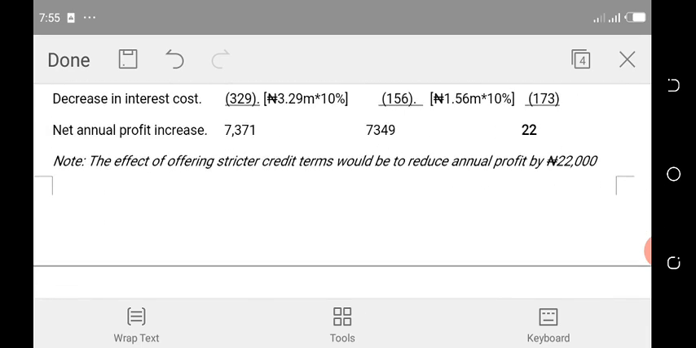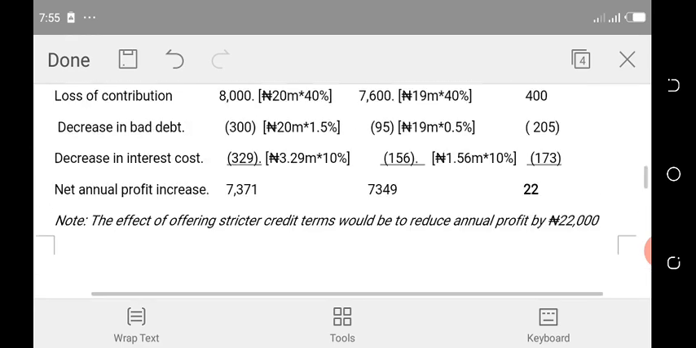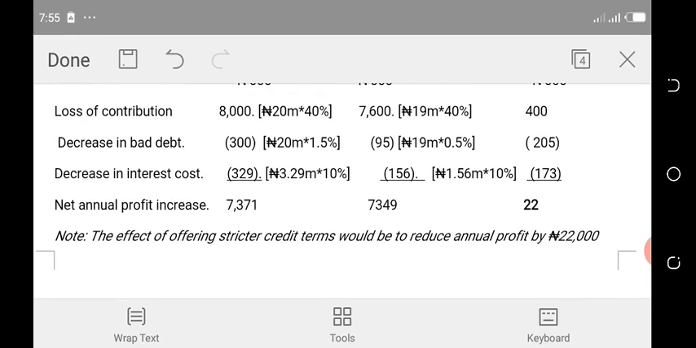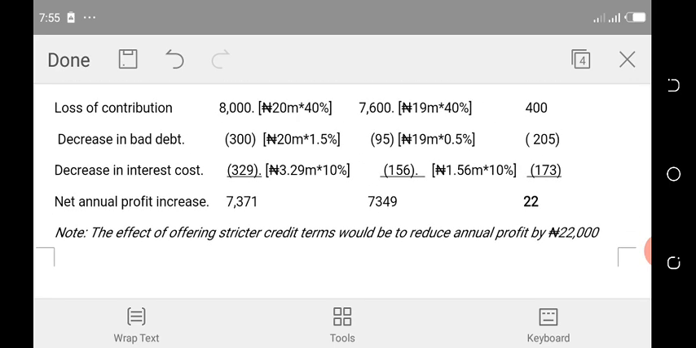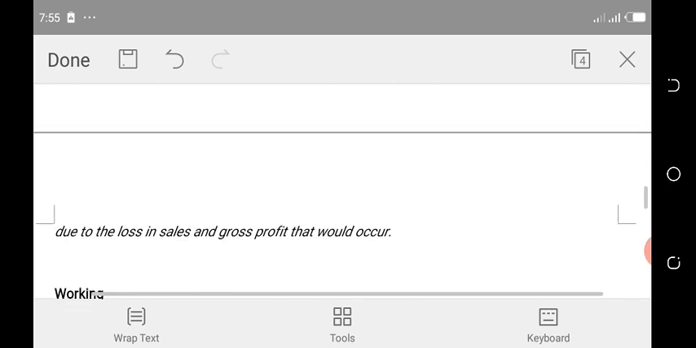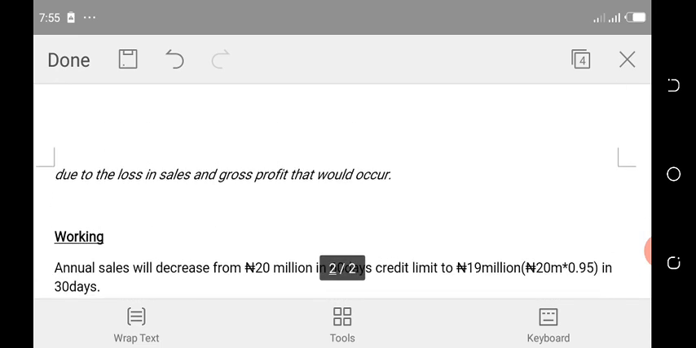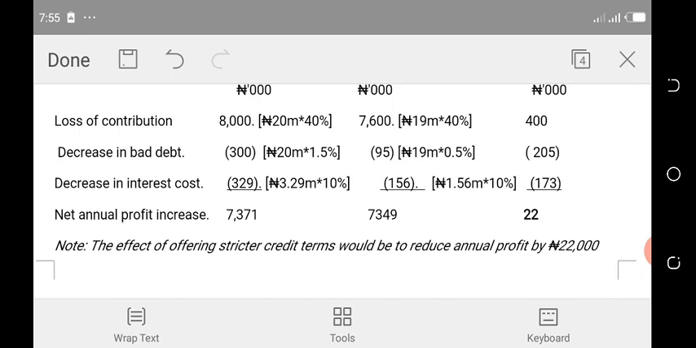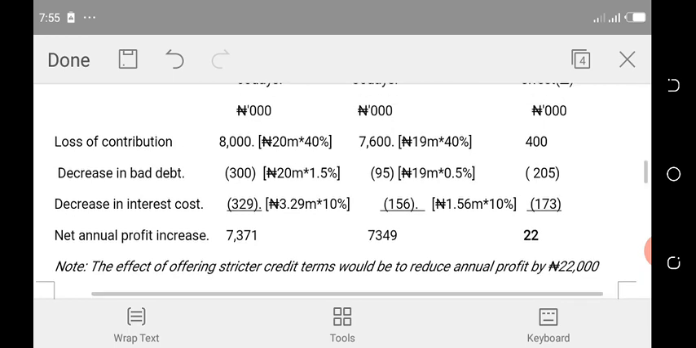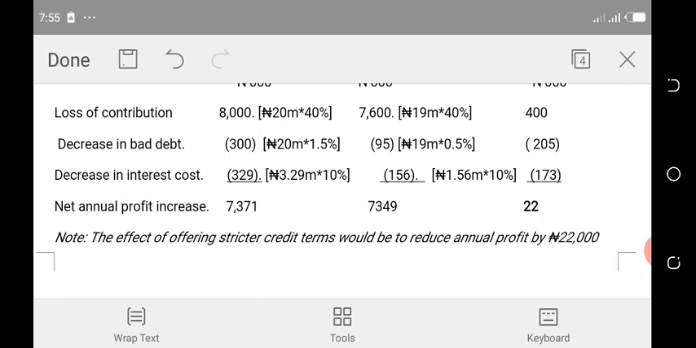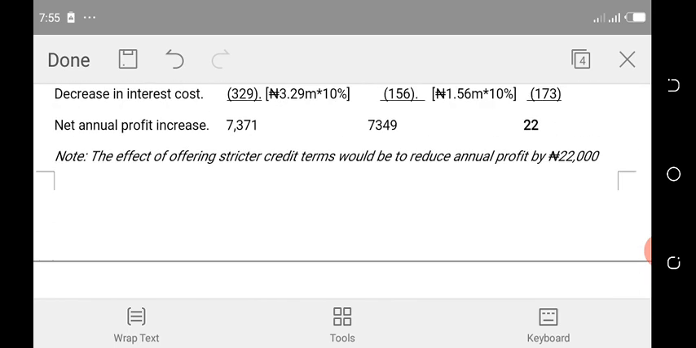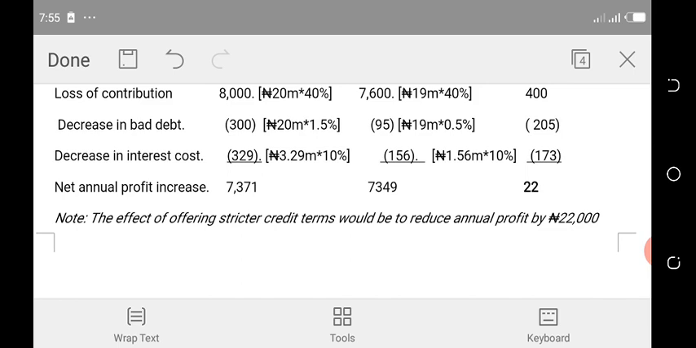So the next thing is our bad debt. We are told that we want to reduce our bad debt from 1.5% to 0.5%. And our bad debt is on sales. That's why we have 20 million times 1.5%, which is 300,000. Then 19 million times 0.5%, which is 95,000. So we have a saving of 205,000.